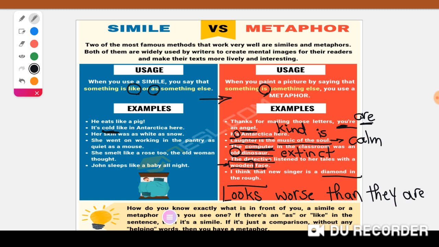Again, they look worse than they really are. I think that the new singer is a diamond in the rough. So they're saying that he doesn't look so kind or he doesn't look like such a good singer, but he is really good, but this doesn't show. So that's simile and metaphor.